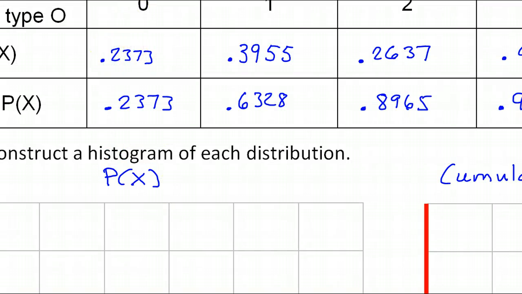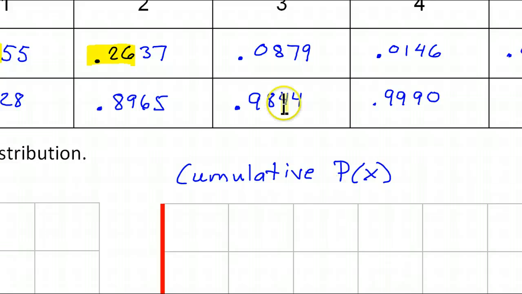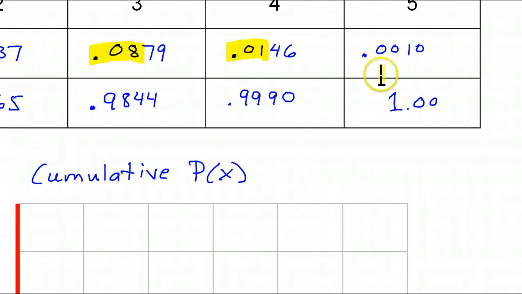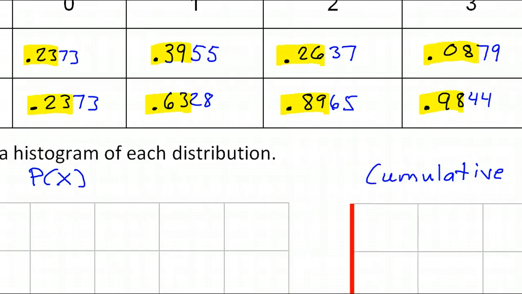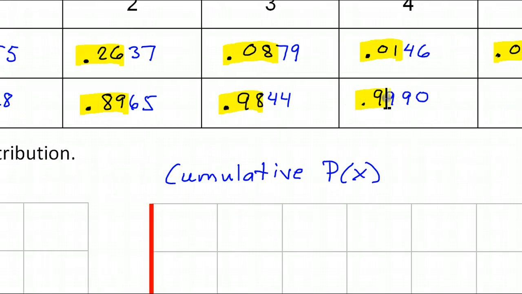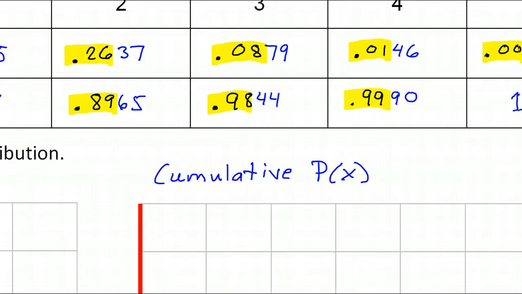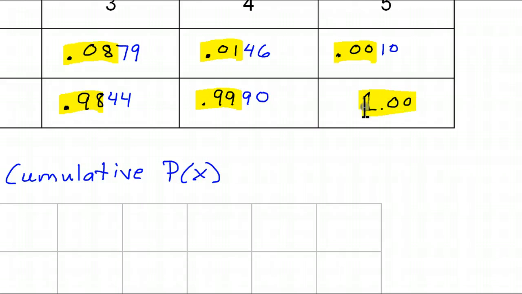Now, when I say 100, when I graph these things, I'm only looking at the first 2 digits, okay? So when I graph, I'm looking at 0.23, 0.39, 0.26, 0.08, 0.01, and 0. Okay, same thing down here, 0.23, 0.63, 0.89, 0.98. See how that's almost up to 100? And then 0.99, really that's basically 100, but then this one is the 100. So these are the numbers I'm comparing.